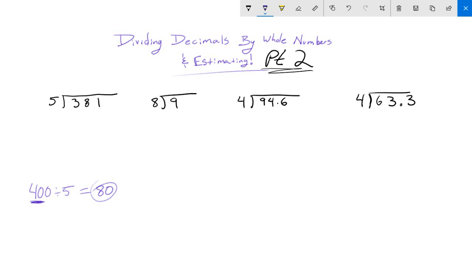All right, so that's my estimate, and we are going to be dividing some decimals over here, but for our ones over here, we're not dividing decimals, but we're going to be trying to get a decimal answer, okay? So I know my answer is going to be near 80, so that's a great place to start. So let's start by going, okay, 5 goes into 3, does not, in fact. 5 goes into 38, how many times? Well, 7. 35, 3, bring down the 1. 5 goes into 31, how many times? 6 times. Okay, now we have 1.